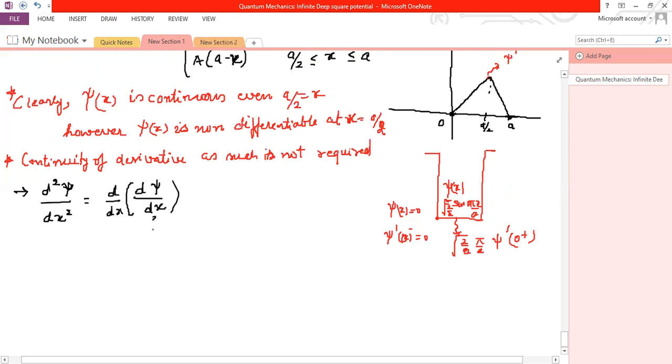Now, if your first derivative is discontinuous at a point, let's say locally at a point, then how would you define the second order derivative? Because your first order derivative itself is discontinuous.